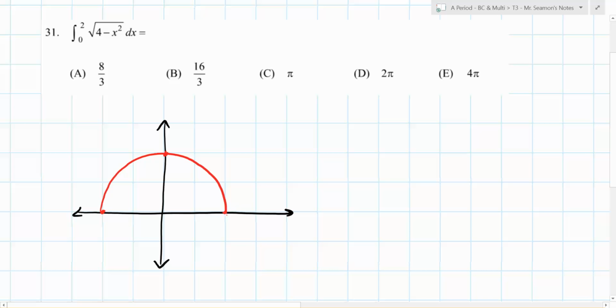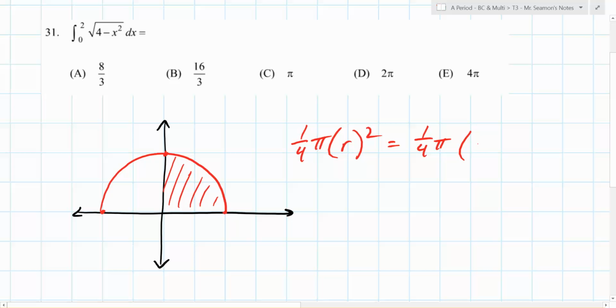And you're going from 0 to 2, right? So what do you have right there? It's 1/4 of pi times the radius squared. So it's going to be 1/4 pi. What's the radius? 2 squared. So what is it equal to? Pi. All done. This is a nasty one because if you don't notice that, you literally can't do it.